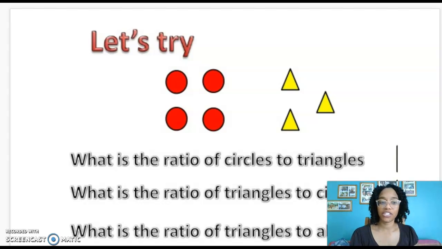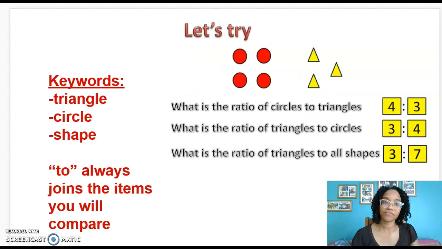First, we just looked at the ratio of circles to triangles and of triangles to circles. In this drawing, part of the drawing shows triangles. Another part of the drawing shows circles. But if we look at the whole drawing together, the whole drawing is all about shapes. So when we look at the ratio of triangles to all shapes, we're zooming in to look at the triangles and zooming out to look at everything.